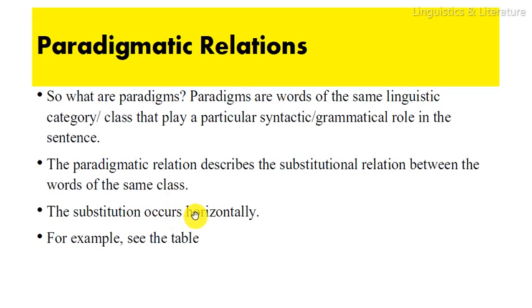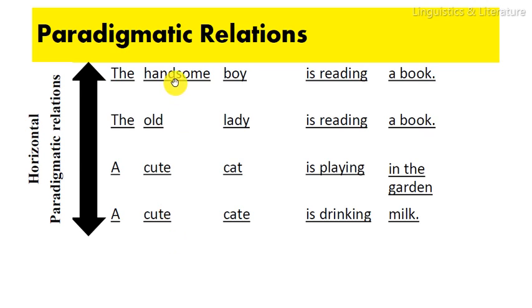The substitution occurs horizontally. For example, you can see that table here. The handsome boy is reading. The old lady is reading. So the phrases, the handsome boy and the old lady, are paradigms of each other. And more, we can see a cute cat is playing in the garden. A cute cat is drinking milk. So playing in the garden or drinking milk, these phrases are in a paradigmatic relation to each other. And the paradigmatic relations are horizontal because the substitution of words occurs horizontally.